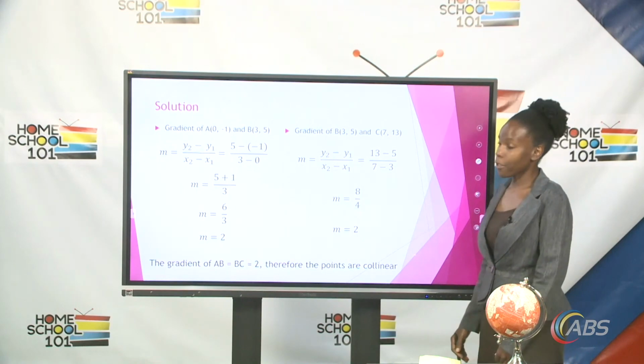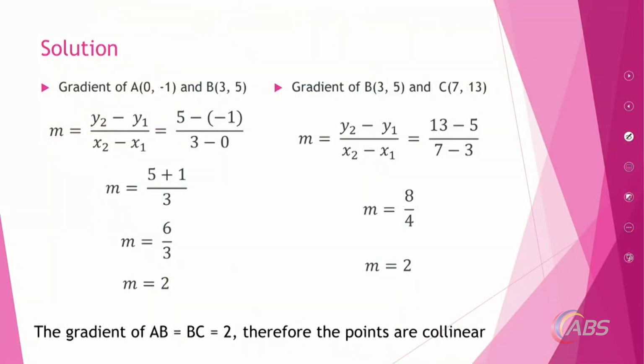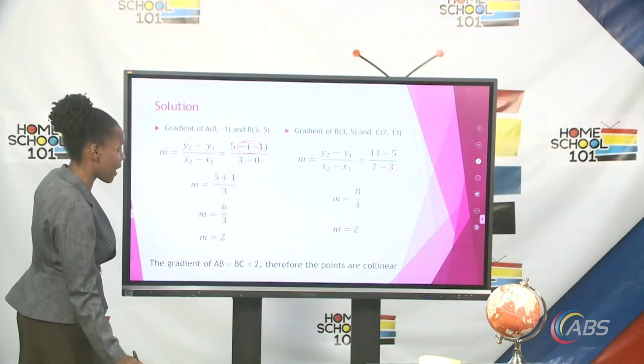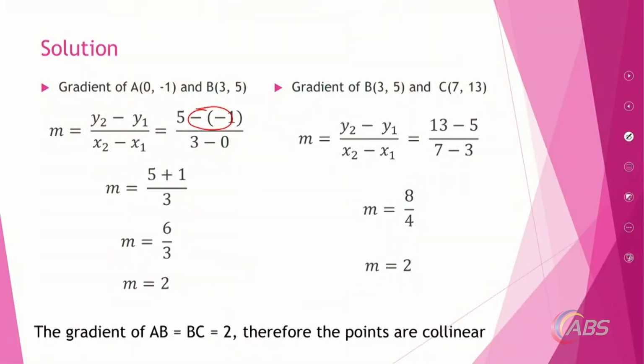If we look at the first 2 points, A and B, we simply substitute in our formula, m is equal to y2 minus y1 divided by x2 minus x1. It becomes 5 minus negative 1, and we need to pay close attention to this sign. Once we have two negative signs, they become positive because a negative times a negative gives us a positive. So it becomes 5 plus 1, and in the denominator, 3 minus 0 gives us 3. Hence, we're left with 6 divided by 3, which gives us a value of 2.